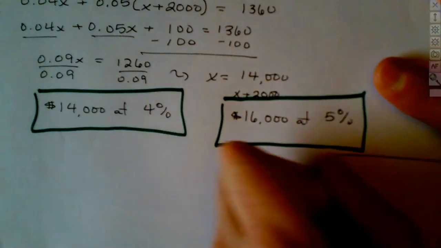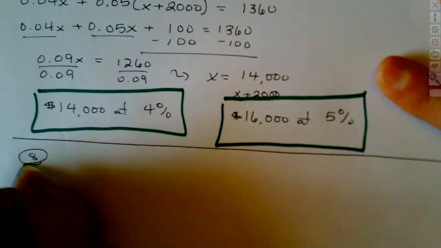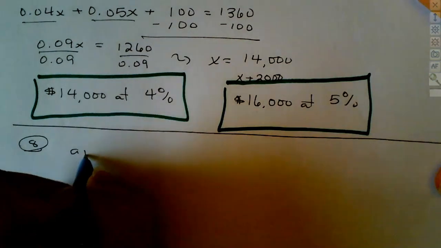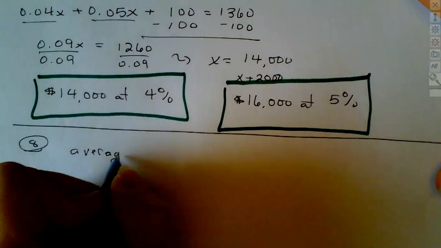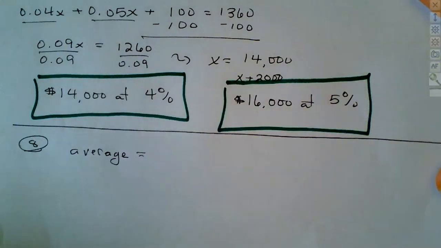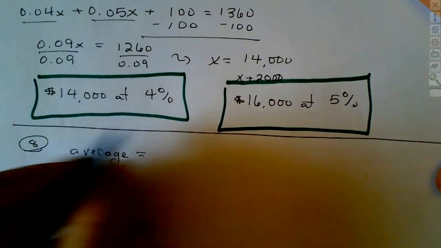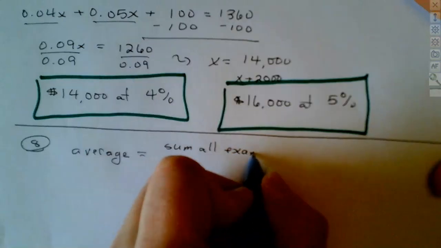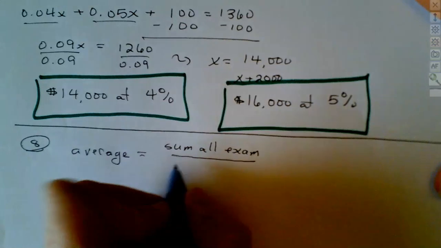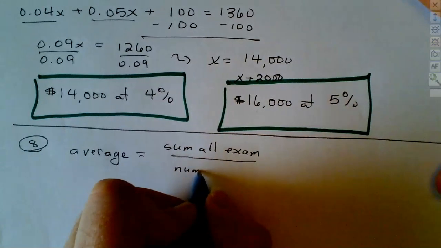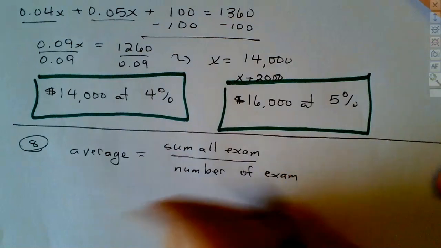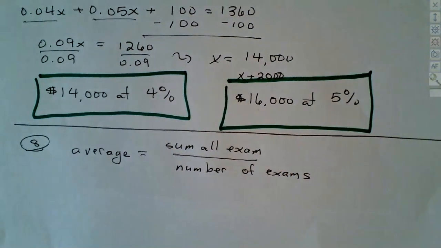Question 8 is an average. Now, how do we find the average? Well, the average, in this case, we're working with exams. So the average exam score is going to be the sum of all exams divided by the number of exams taken. So that's going to be our formula for the average.